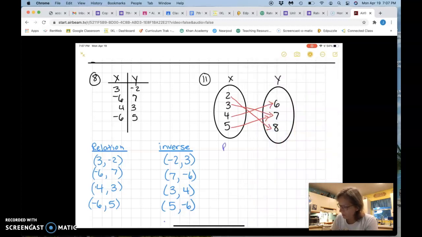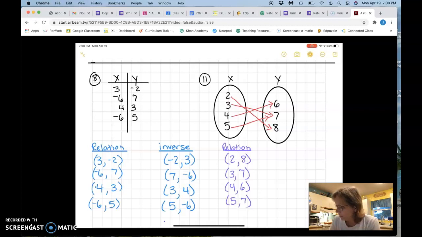So first, my relation is just writing down the ordered pairs. Okay, so I see, if I follow the arrow, that 2 goes with 8. I see that 3 goes with 7. I see that 4 goes with 6. And I see that 5 also goes with 7. Okay, so 7 repeats on the y's, but in a mapping you only write it one time, and then you just draw more arrows to that number if you need to use it more than once.